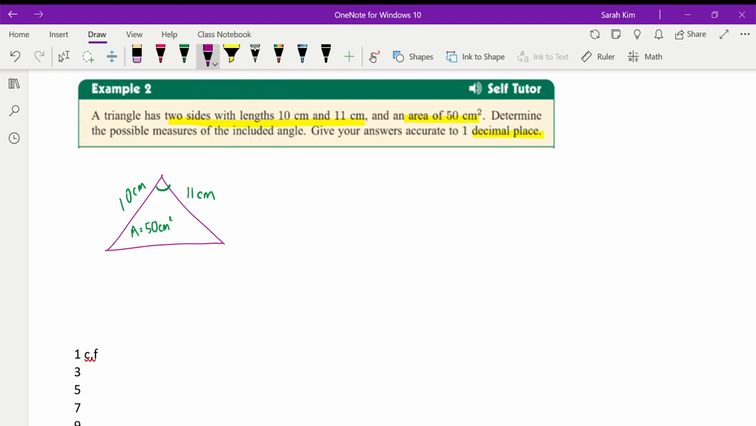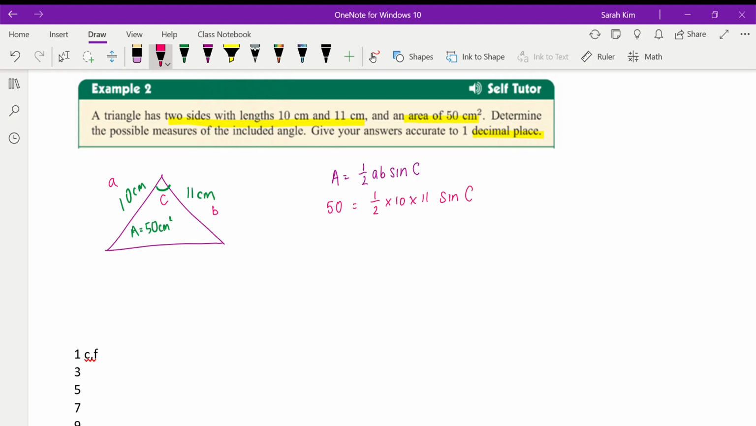Right, so we use the same area formula, half ab sine C. It's easy for me to just label these how I want. I want this to be angle C, and I want these to be sides a and b. So my area is 50 centimeters squared. So there we go, half times 10 times 11, and then sine C, which I do not know.